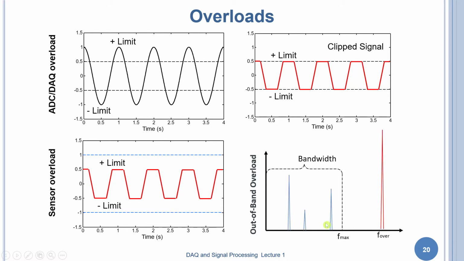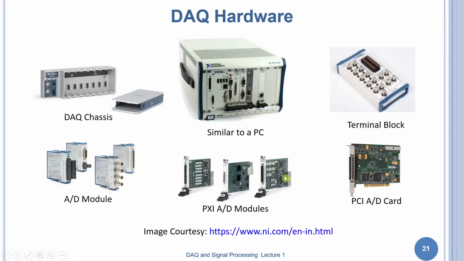The third type of overload would be out of band overload, or frequency overload. The DAC has a limitation on the maximum frequency it can measure, based on its inbuilt timer. Any frequency beyond the maximum frequency you are not going to measure correctly. So it's good to be aware of these different overloads in your DAC.